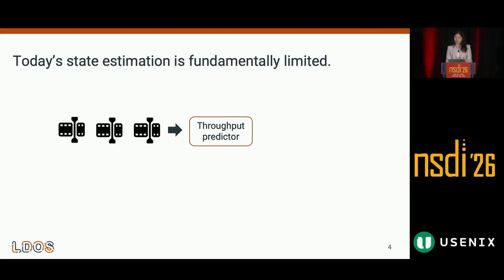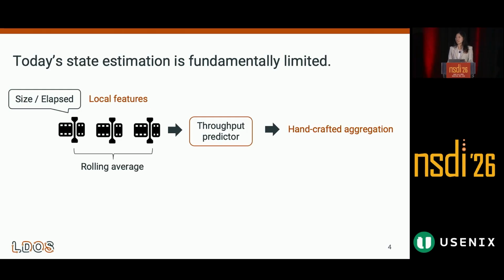And this way of state estimation today is fundamentally limited. Let's just take a look at Pensieve's throughput predictor as an example. It simply uses some local features, such as the video chunk's throughput, which is size divided by elapsed time. And then it outputs a handcrafted aggregation, which is a rolling average across the past few video chunks.